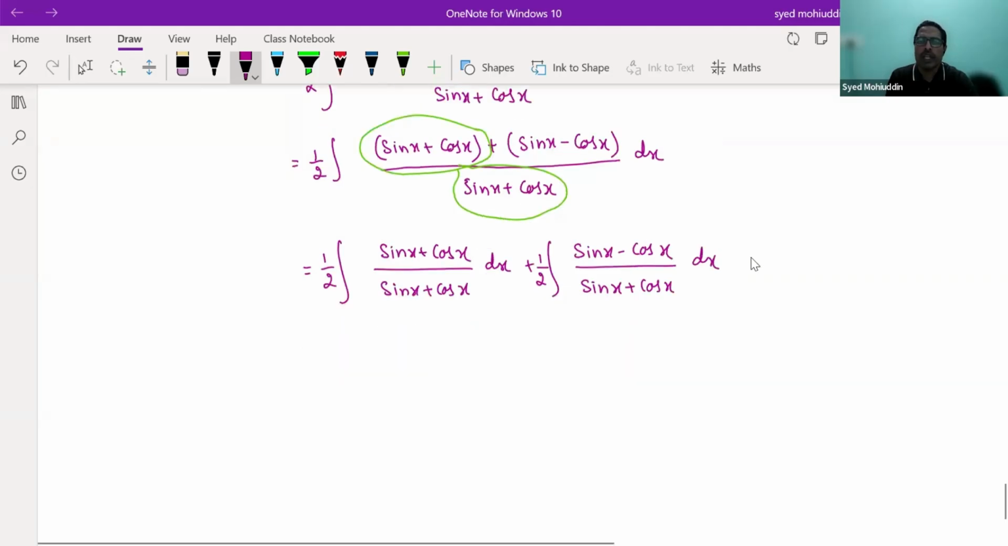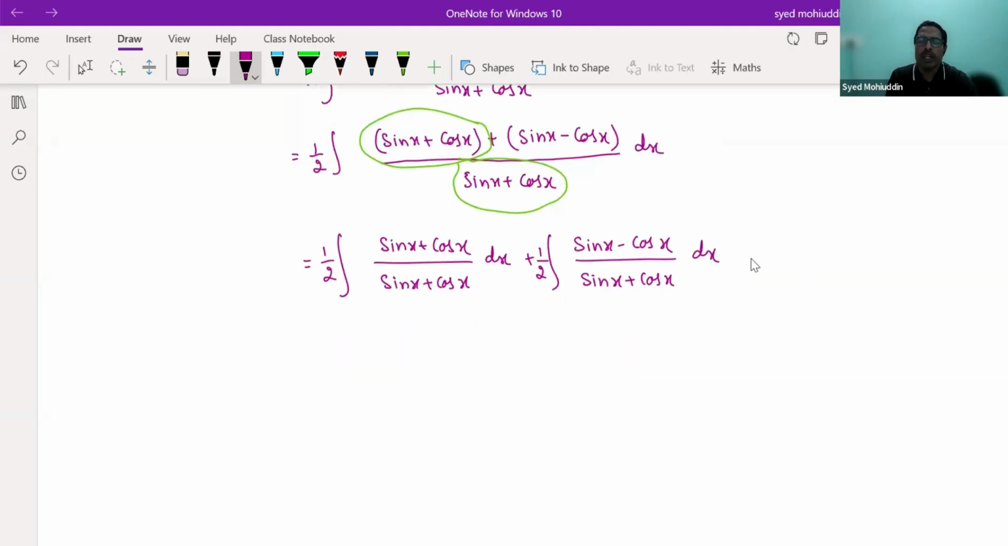Now if you observe, the first term will directly cancel out. Both numerator and denominator are the same. Therefore, you can write 1 by 2, integral of 1 times dx will give you dx itself, plus this integral will be as it is: integral of sin x minus cos x divided by sin x plus cos x into dx.